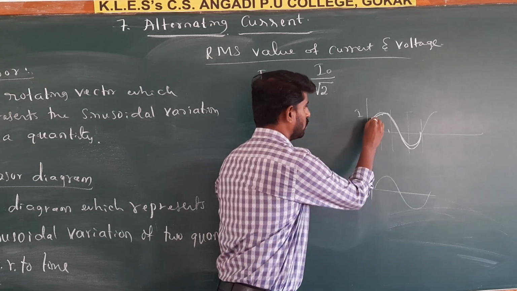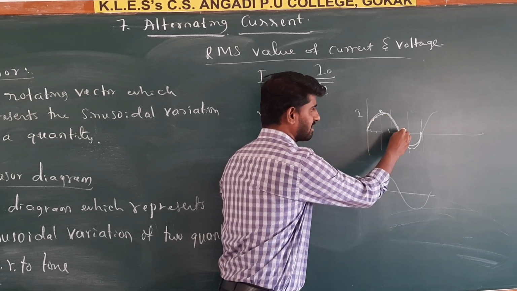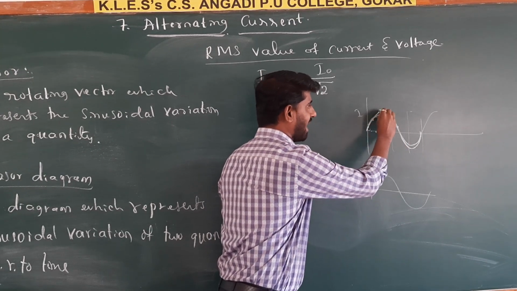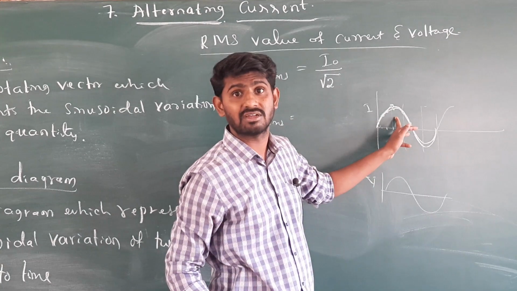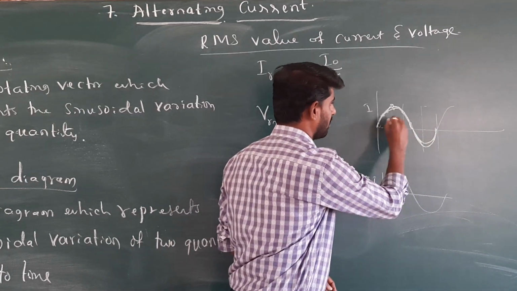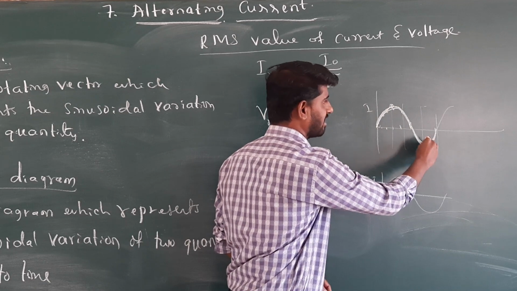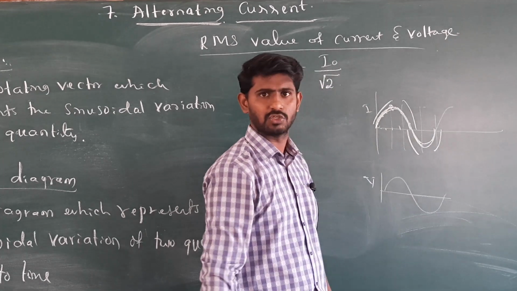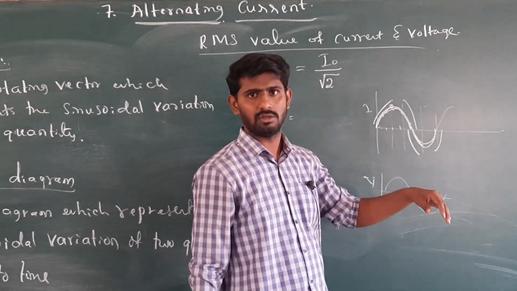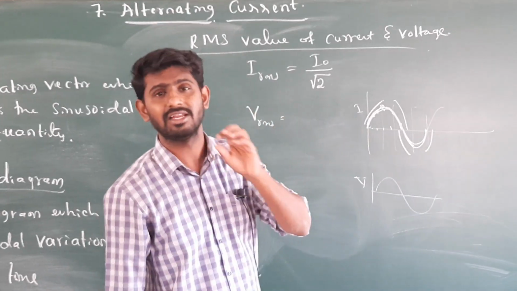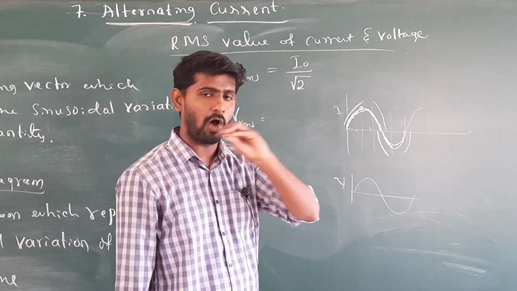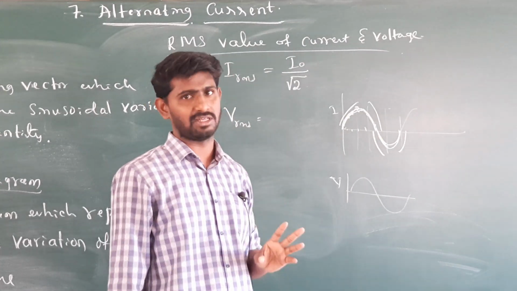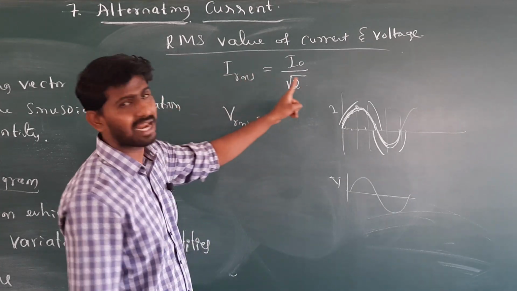So 1, 2, 3, 4, 5, 6, like this. These three are positive and equal values are negative. They cancel with each other. This term and this term cancel, this term and this term cancel. So the mean value becomes 0, if you take ordinary mathematics, adding all the terms and dividing by the number of terms. So that's why we use the RMS concept.